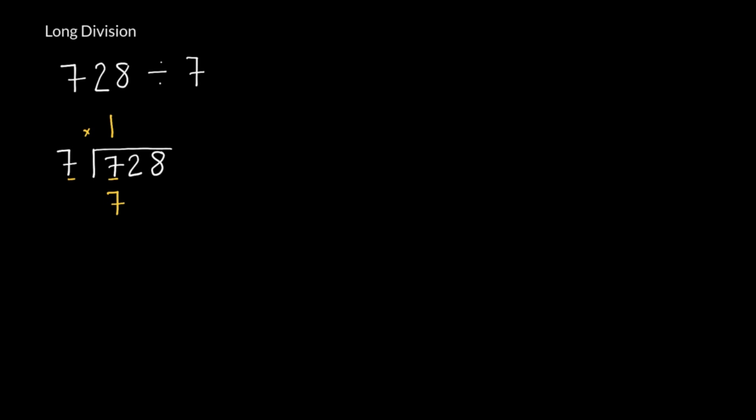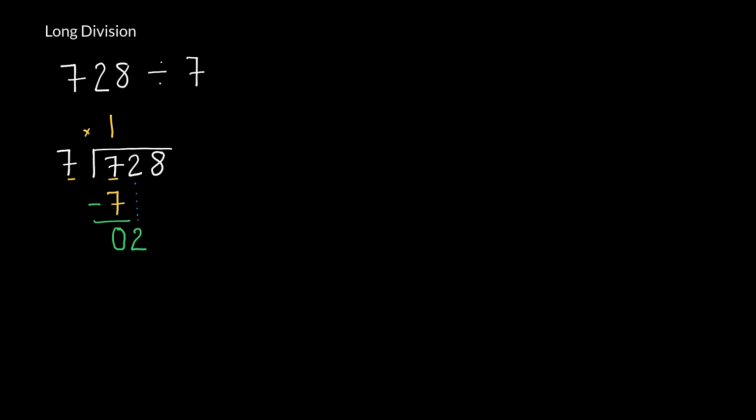Then I'm going to subtract. So I'm going to take 7 over here minus 7, and that's going to give me 0. And then after I subtract, I bring down. So I bring down the very next number that is next to it, and that is 2. And we're done with that step. But then we're going to use that same order again to do it once more.